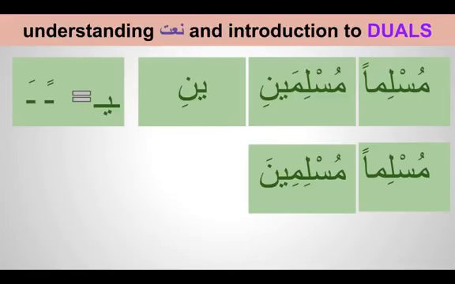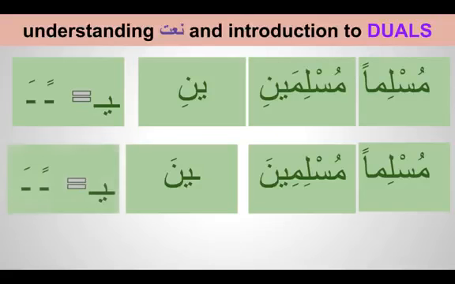Sometimes it can be confusing, but it's very easy. Ya and noon with kasra is dual, two. Ya and noon with fatha is plural. And the letter before it will have fatha or kasra. For example, muslimaini and muslimina. See, aini and ina. When you say aini, it is dual, and ina means plural. And ya tells us that it is mansoob.